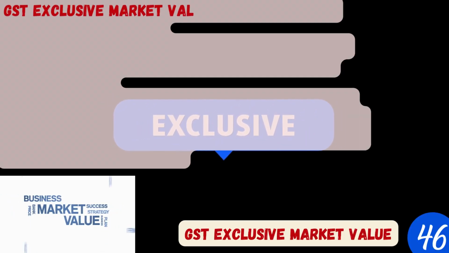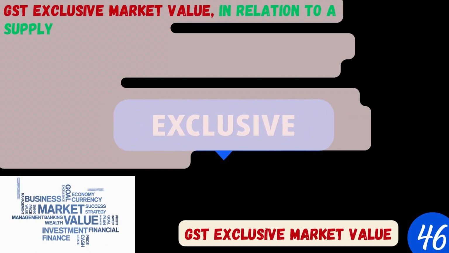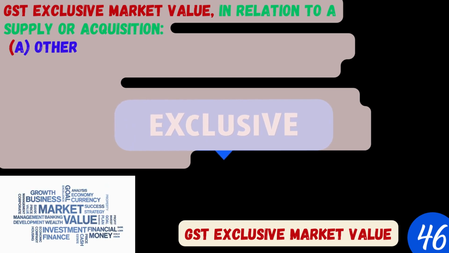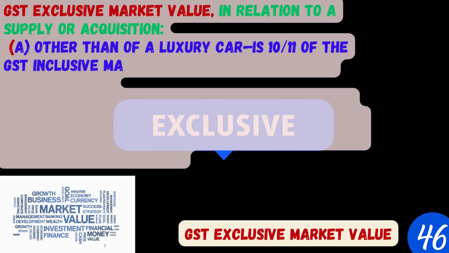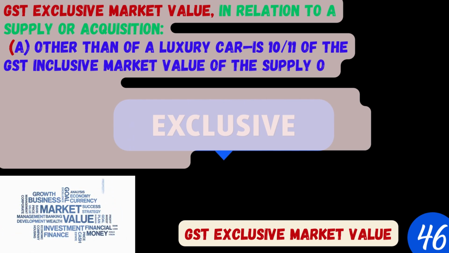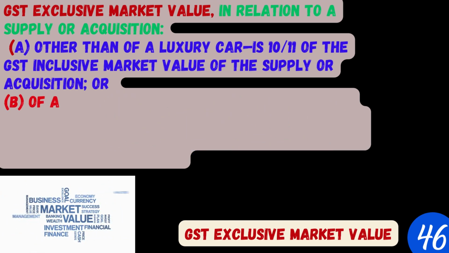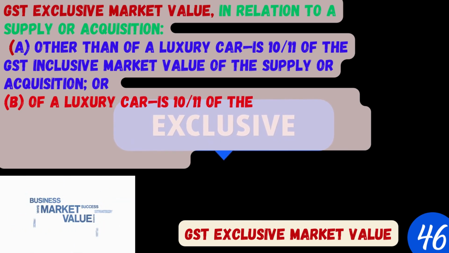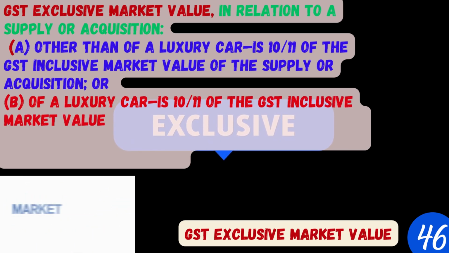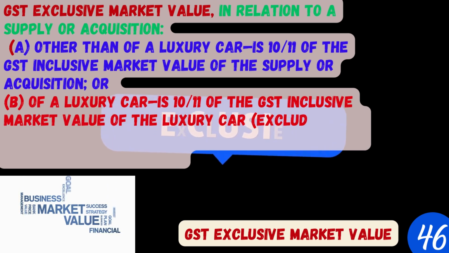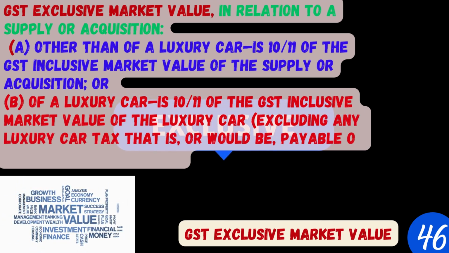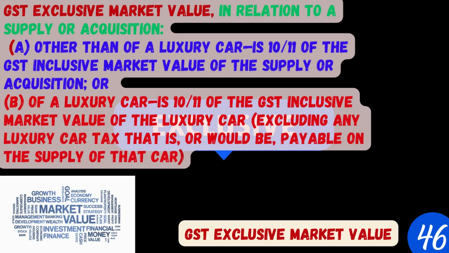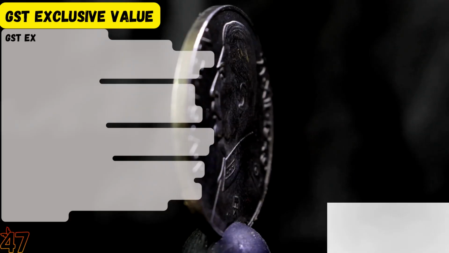Word number 43. GST exclusive market value, in relation to a supply or acquisition. A. Other than of a luxury car, is 10/11 of the GST inclusive market value of the supply or acquisition, or B. Of a luxury car, is 10/11ths of the GST inclusive market value of the luxury car, excluding any luxury car tax that is, or would be, payable on the supply of that car.